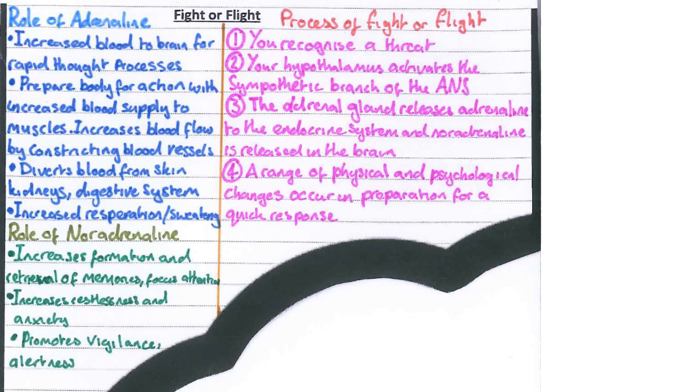So noradrenaline is going to be released in the brain. So this is going to have mental effects rather than physical effects. So some psychological effects going on here. So you're probably going to need a lot of information quickly. You're going to need to make decisions, and those decisions might be life or death. So information processing is going to have to be fast.